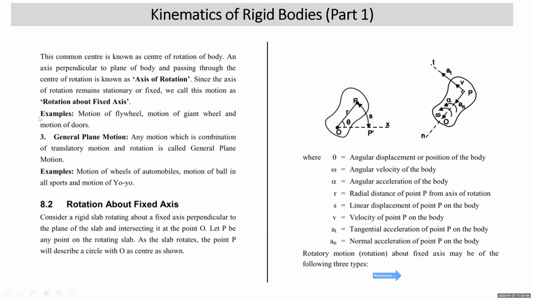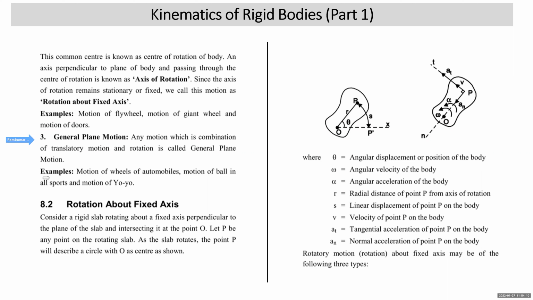Next, we come to the examples of rotation about a fixed axis. These are some of the examples: motion of the flywheel, motion of the giant wheel, which we enjoy in fairs and amusement parks, and motion of doors. Motion of doors we have all seen at home. Doors rotate about a fixed axis passing through the hinges.